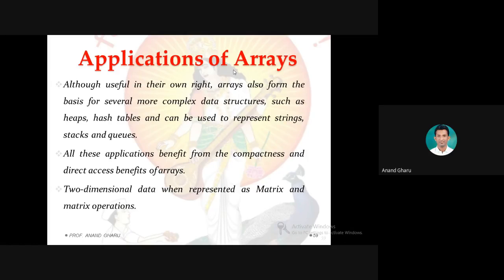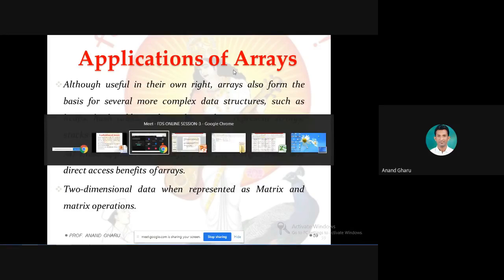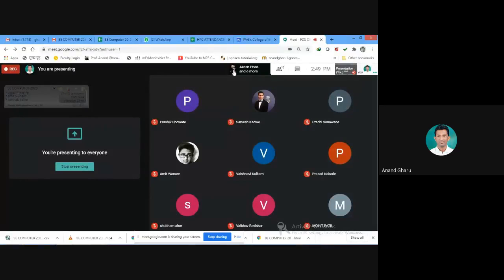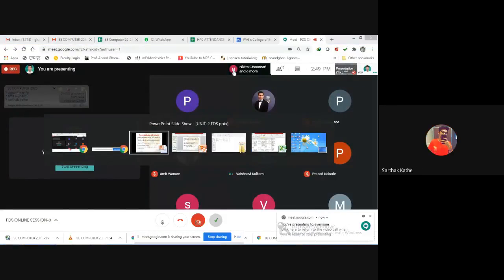stack and queue. Am I audible? Yes, sir. Okay, fine.